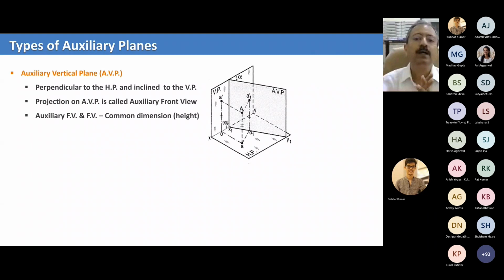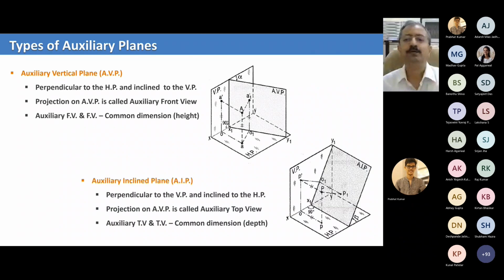But the auxiliary vertical plane is now inclined to the principal vertical plane or the normal vertical plane, which we have been talking about so far. So that is one kind of auxiliary plane, the auxiliary vertical plane. Similar to that, we can also have an auxiliary horizontal plane, but it is not called auxiliary horizontal plane, it's called auxiliary inclined.